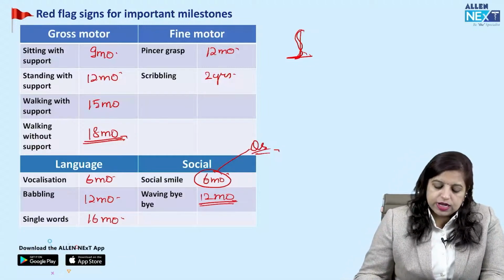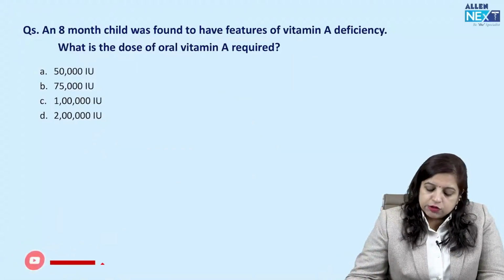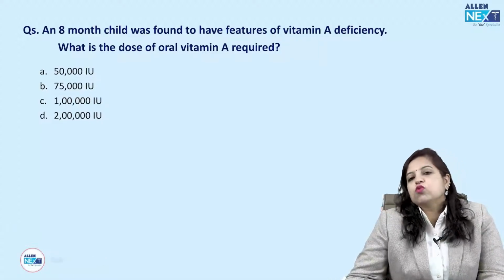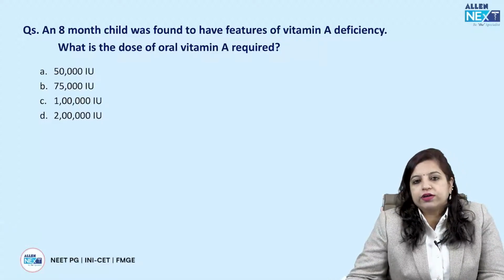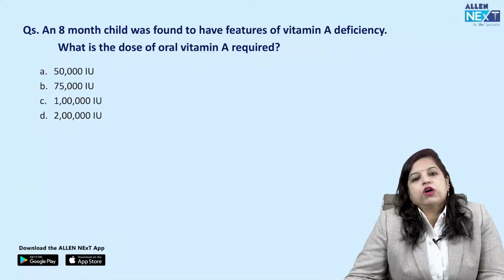So let us move forward. I think enough for the milestones. Let us move with the nutrition chapter. An 8-month-old child was found to have features of vitamin A deficiency. What is the dose of oral vitamin A which is required? So we should know that, for different ages, and we are all already aware of the dosages.